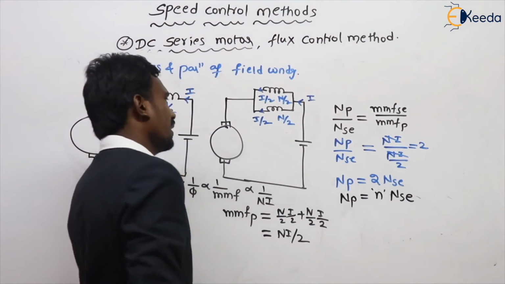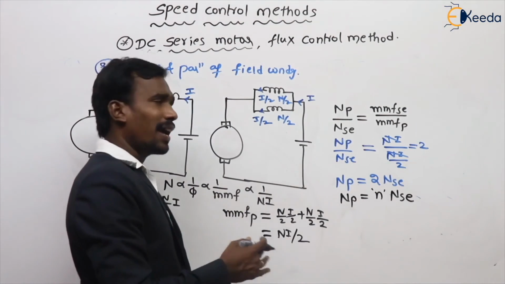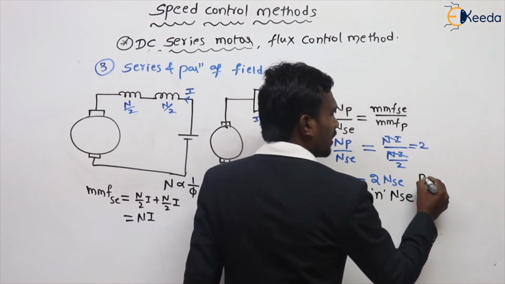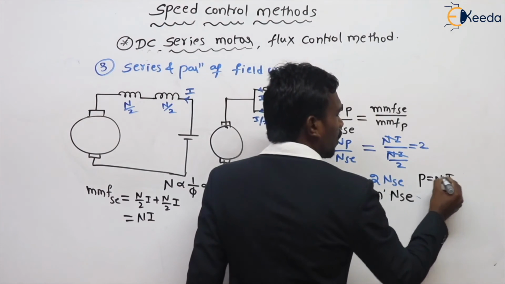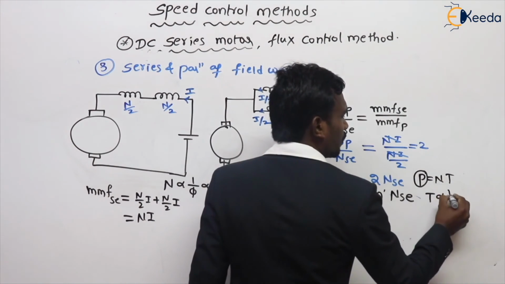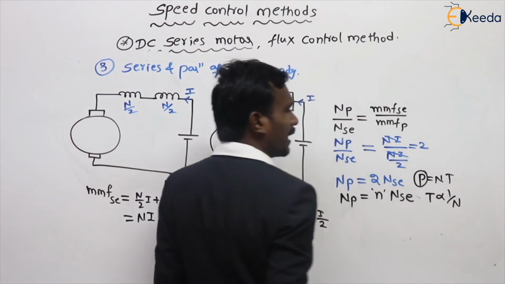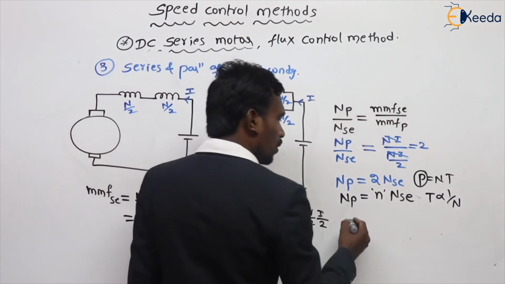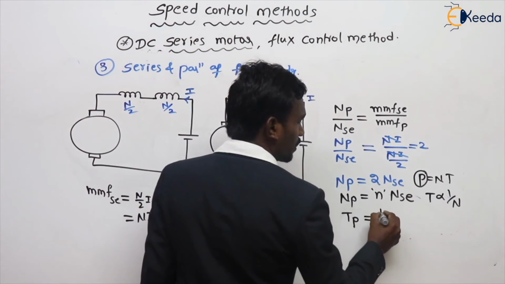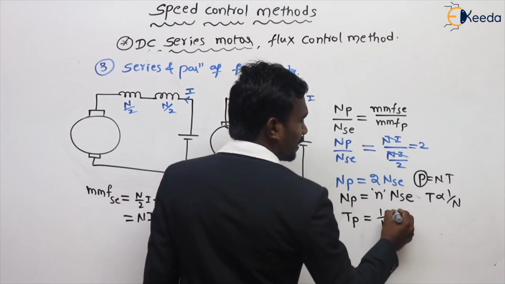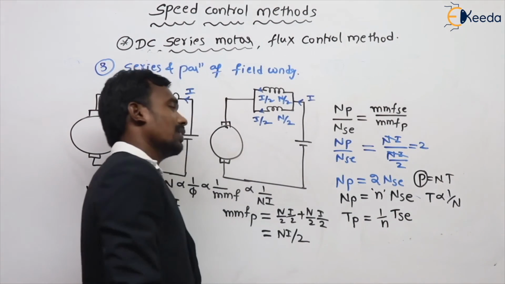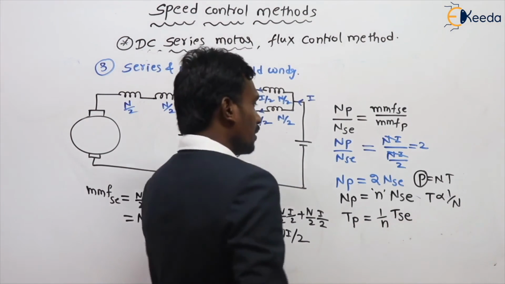Of course, here the change is the flux, hence torque also changes. What is the relation between speed and the torque? When the power is constant, the torque is inversely proportional to speed, yes or no? So the torque in parallel connection is equal to 1 by n of the torque in series connection because of inverse proportionality.